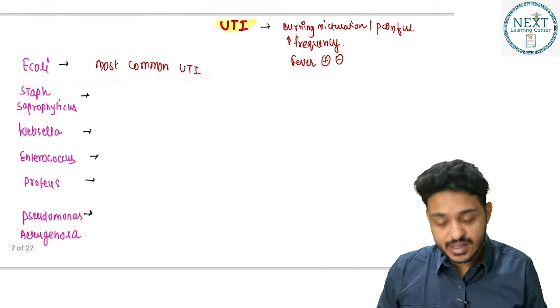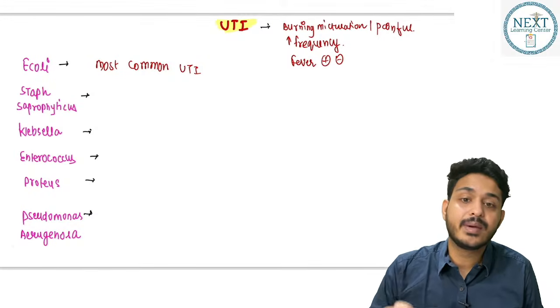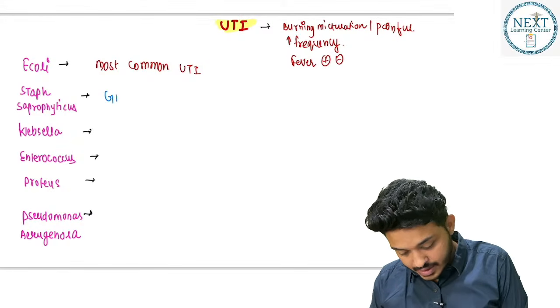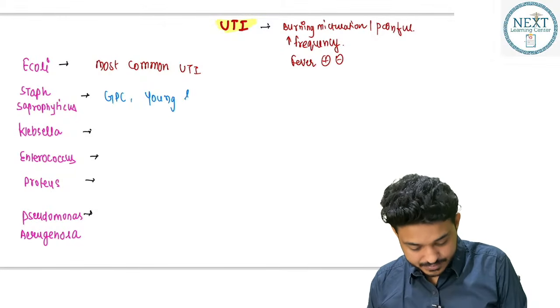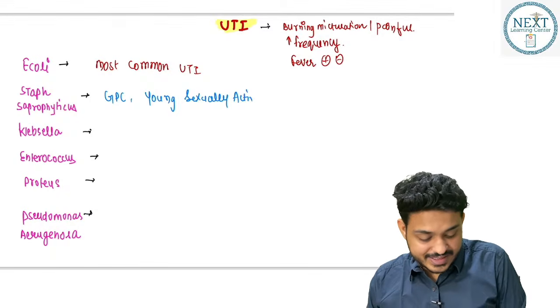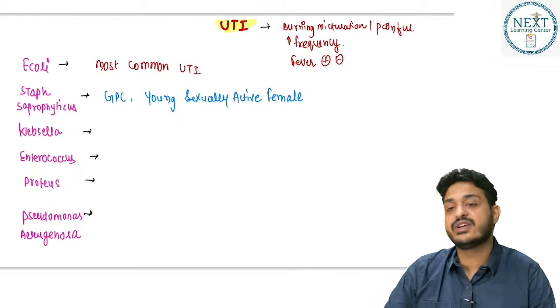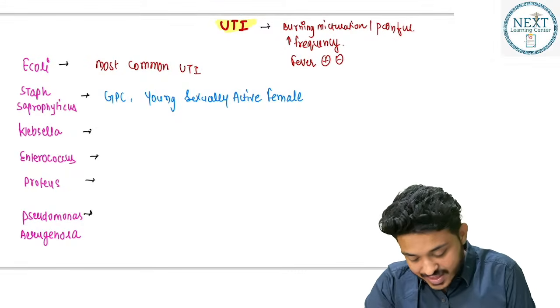This is going to be what? E. coli, right? Staph saprophyticus is going to be another question they have asked you. Remember, if they have written somewhere in the question gram positive cocci, or maybe they can write young sexually active female. If this is written in the question, you have to mark your answer Staph saprophyticus.